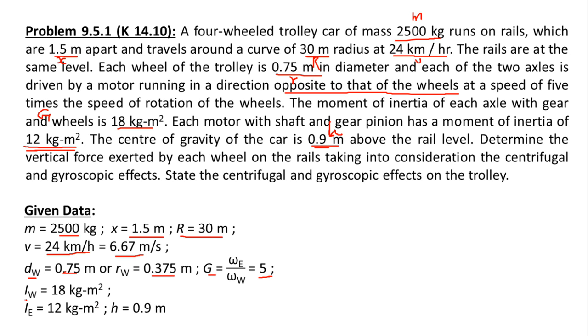Moment of inertia of two wheels put together is 18. Moment of inertia of each motor, there are two motors. Front axle motor is 12 kilogram meter square and back axle motor is again 12 kilogram meter square. Center of gravity is at a height of 0.9 meter from the floor. Okay, clear? Now let's move into the problem.